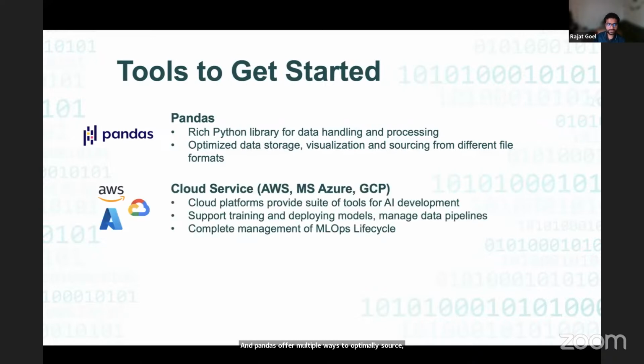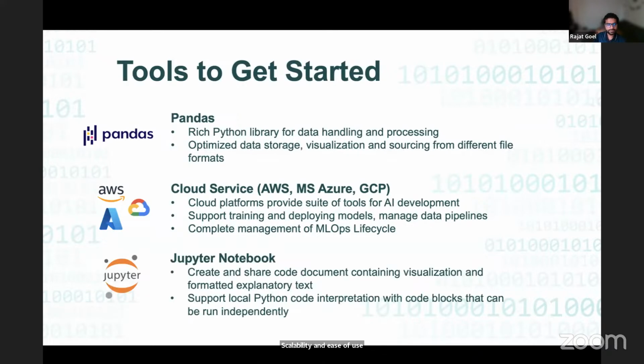Cloud services like Amazon Web Services, Microsoft Azure, Google Cloud Platform. They offer a suite of tools and services for AI and machine learning development. They provide capabilities for training and deploying models and managing data pipelines. You can also automate various machine learning workflows, and they even integrate with popular frameworks that we have discussed before, TensorFlow, Scikit-learn, and others to offer scalability and ease of use.